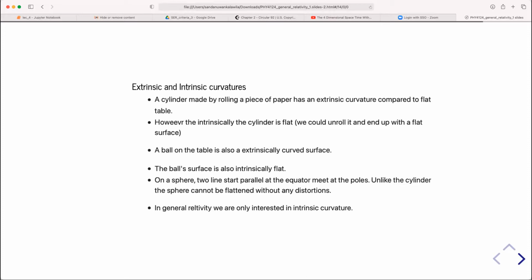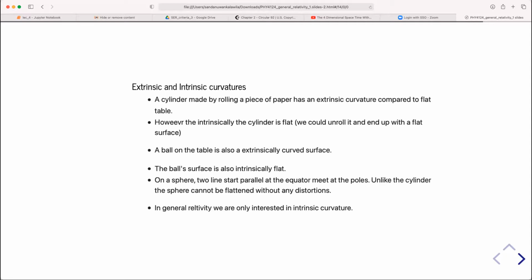Now, if you look at a sphere, just think about a sphere. Take two lines that start parallel at the equator. Equator means just think about our own celestial sphere, right? They will meet at the poles, right? If you remember these right ascension and declination lines, or latitude and longitude lines on our Earth, you probably remember that there are two lines that start parallel from the equator, but they end up finishing at the poles, right?